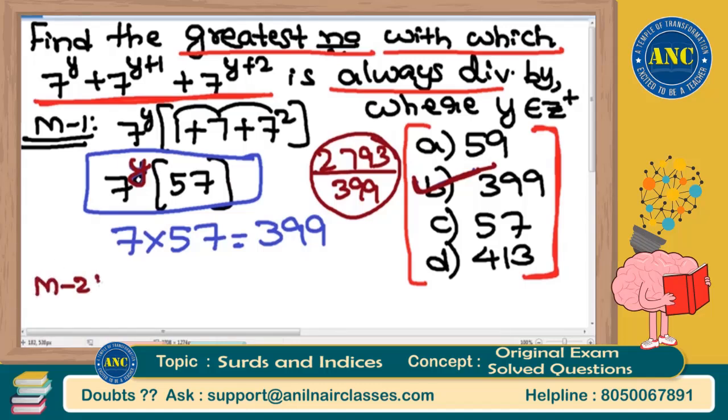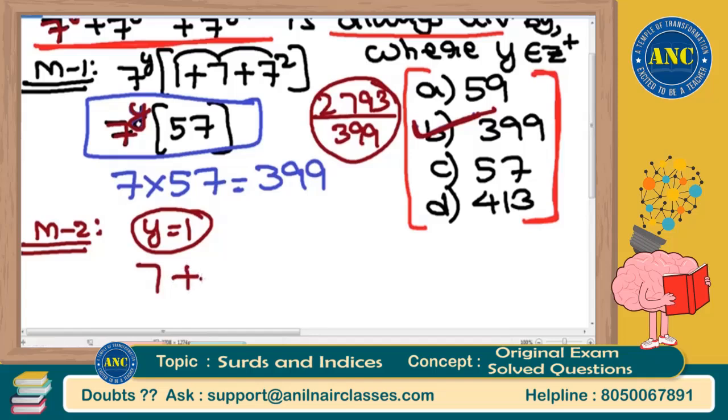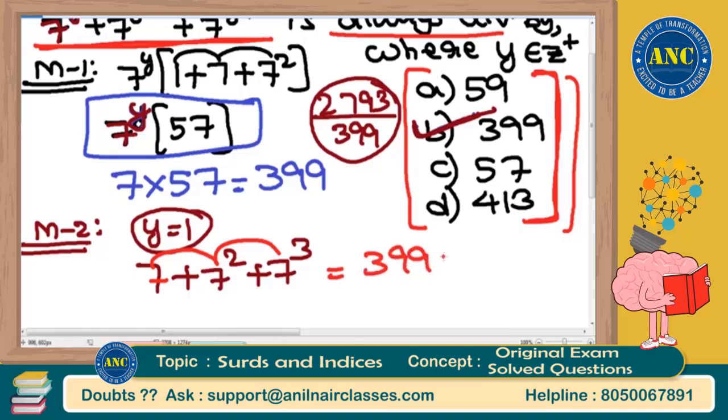So that is one of the methods. Another method is, no need to take 7 power y as common factor. Put any value for y. The easiest value for y is 1. So 7 power y becomes 7 power 1, that is 7. 7 power y plus 1 becomes 7 square, next it becomes 7 cube. So this value should be divisible by which among these values? Check it out. 7 plus 49 is 56, 56 plus 343 is 399. This 399 is perfectly divisible by 399 itself. They are asking for the greatest number. The answer for this question should be 399.